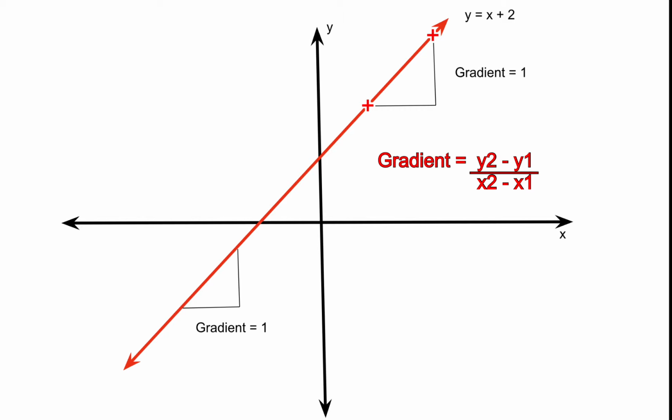These 2 points are on a straight line graph. You can see from the graph that anywhere along there, rise over run is the same value, 1.